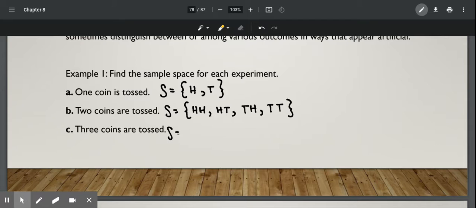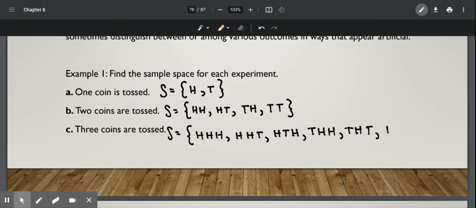And then if three coins are tossed, we could have heads, heads, heads; heads, heads, tails; heads, tails, heads; tails, heads, heads; tails, heads, tails; tails, tails, heads; or tails, tails, tails. So that one's a little bit longer there.